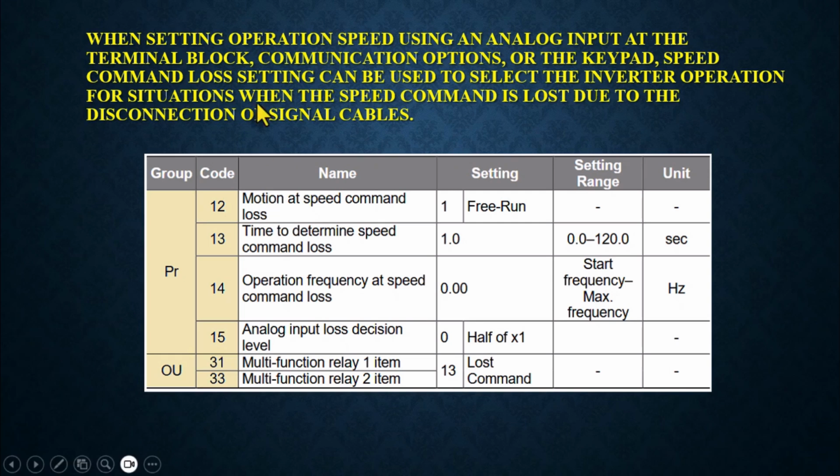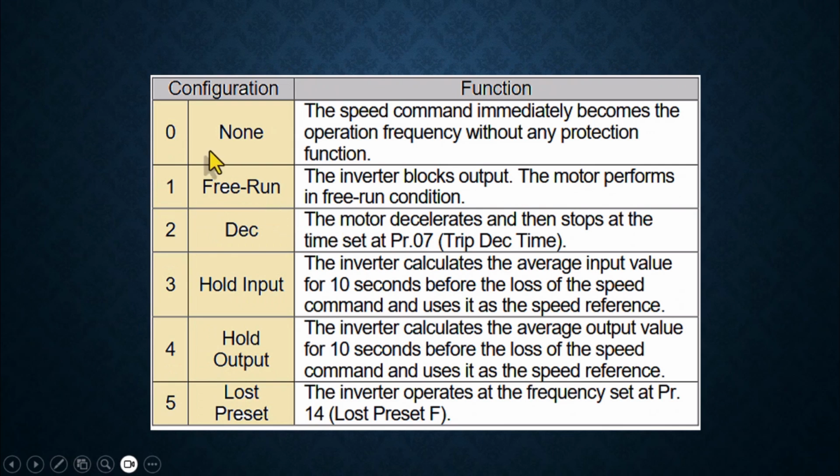To activate the speed command loss feature, you need to go into the Pr, or parameter group, specifically Pr 12. This parameter has several modes. The first option is 0, which essentially disables this feature. The first active option, option 1, is free run. This means if a speed command loss error occurs, the inverter will set the output to free run. The second option is DEC. Based on the time you've set in parameter Pr07, the trip deceleration time, the inverter will stop your electric motor according to this duration.